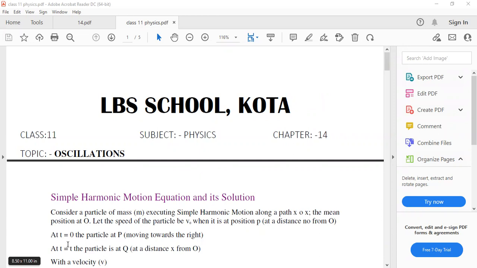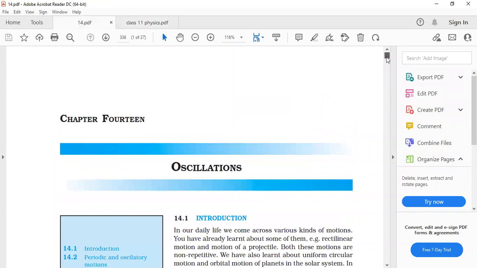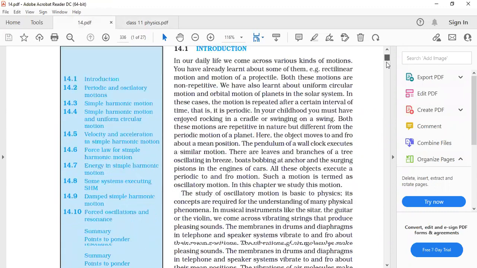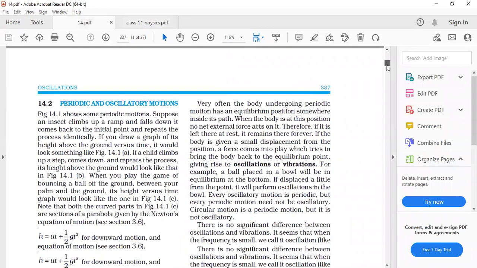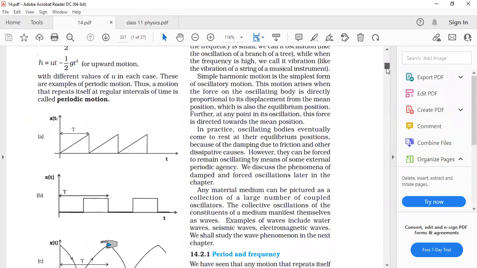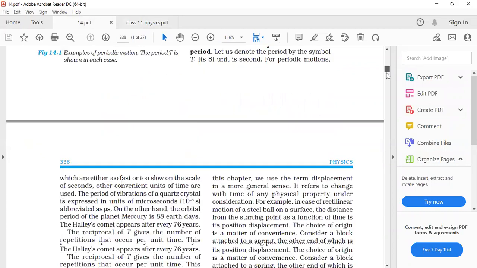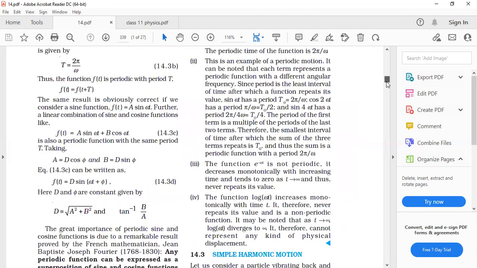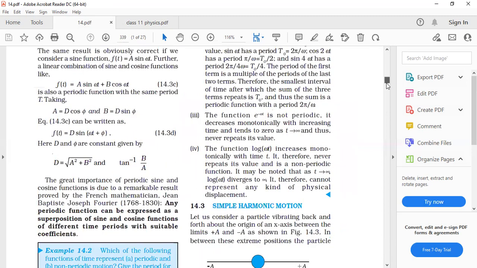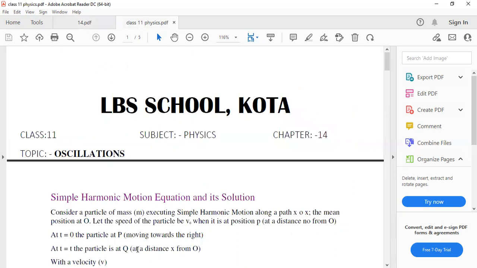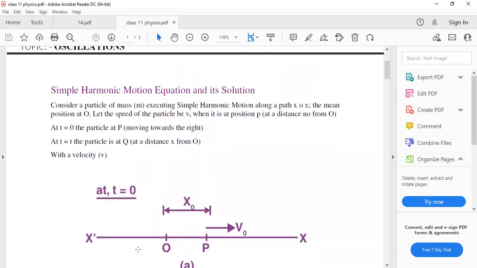In our previous lecture, we discussed what oscillation is, the basic introduction of oscillation, and what periodic and oscillatory motions are. We discussed in a very detailed manner the period and frequency. Also we discussed displacement, phase equations, and periodic functions. So today we will talk about the basics of the simple harmonic motion equation and its solutions.